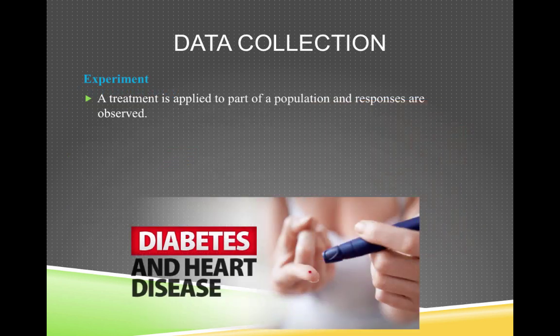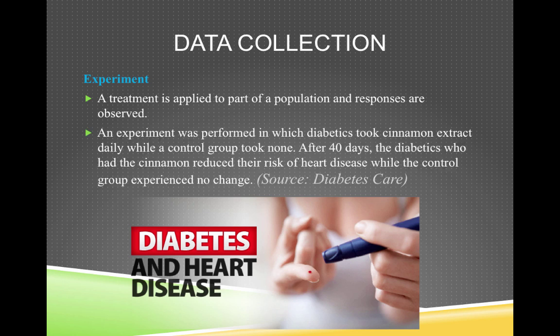All right, let's think about an experiment. A treatment is applied to part of a population and responses are observed. Okay, so here we're actually using a treatment and we are applying it only to part of a population. All right, so what would be one example here out of Diabetes Care? An experiment was performed in which diabetics took cinnamon extract daily, while a control group took none. After 40 days, the diabetics who had the cinnamon reduced the risk of heart disease, while the control group experienced no change. Perfect example of an experiment.